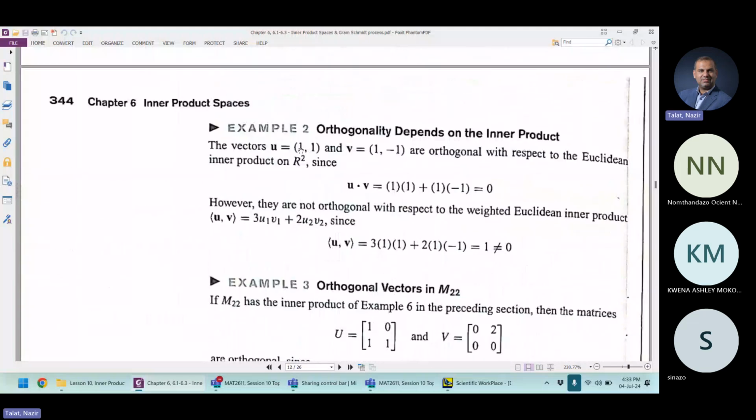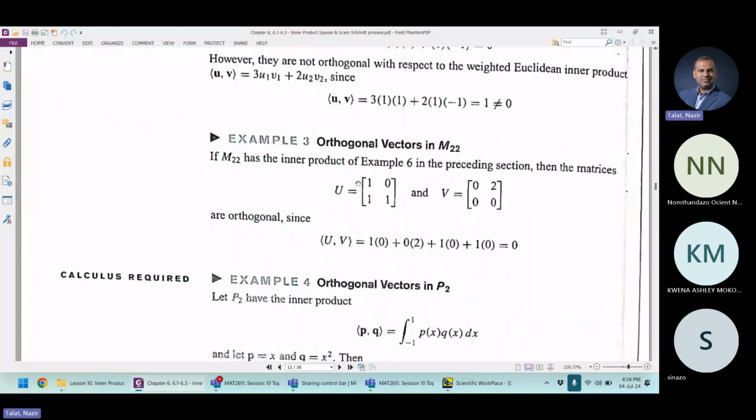For instance, if you have a vector u equal to (1, 1) and v another vector (1, -1), and we compute u dot v in the Euclidean inner product of R2, it is 1 multiplied by 1 plus 1 multiplied by -1. If you make this calculation, the answer is 0. It means these two vectors are orthogonal. But if we use the weighted inner product with 3 and 2, which can be any positive scalars, one can check that this inner product is 1, which is not equal to 0. It means under the weighted inner product these are not orthogonal, but they are orthogonal in the Euclidean inner product space.